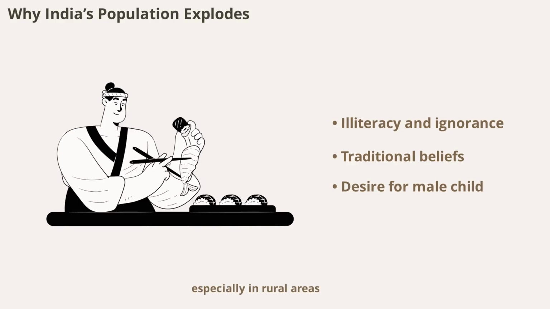Several factors contribute to India's population explosion. Illiteracy, especially in rural areas, means many people are unaware of reproductive health. Traditional beliefs view children as gifts from God, and high infant mortality rates encourage larger families. Economic reasons, religious and social customs, the desire for a male child, and lack of recreation due to poverty all play a role. These factors combine to make population control a complex challenge in India.